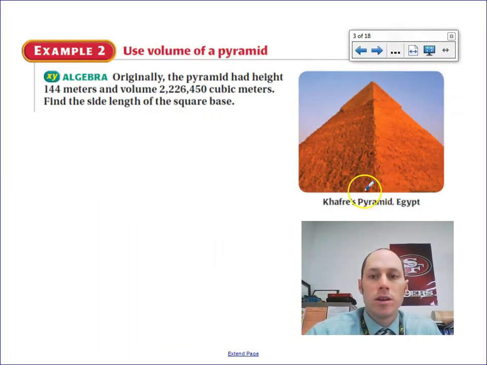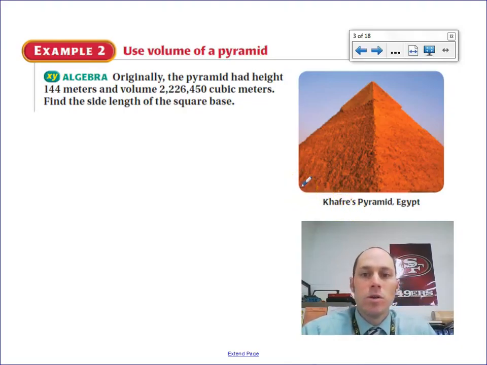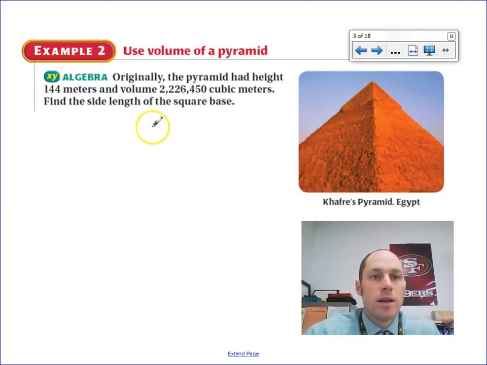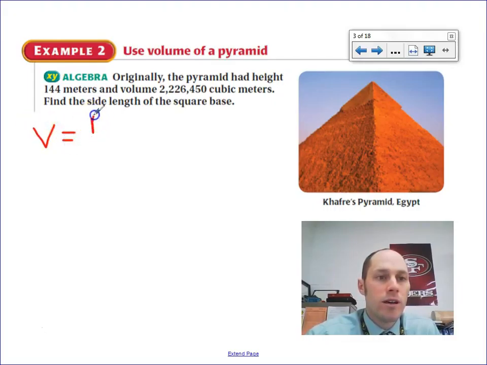So let's take a look at Khafre's pyramid in Egypt. Maybe some of you are history buffs and know all about that and can tell me all about who's buried in Khafre's pyramid and all that other good stuff. But we're just going to calculate the side length of a square base. So we're going to apply the volume formula. Volume equals area of base times height divided by 3.